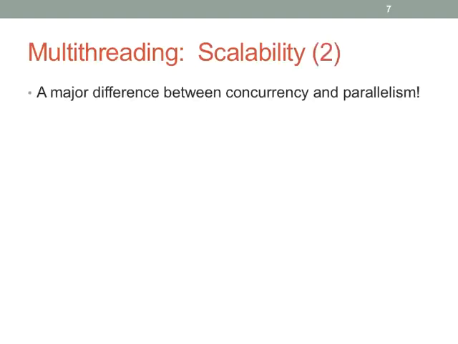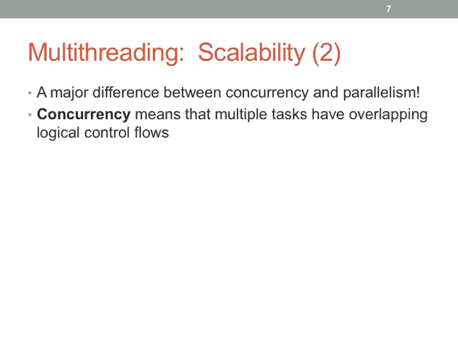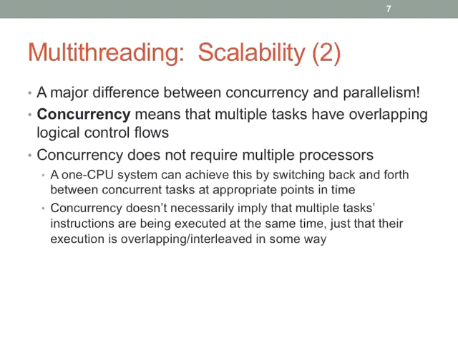Okay, now another thing to keep in mind is that we have concurrency and we have parallelism. When we have an I/O-intensive task that we run in multiple threads on a single processor, we're increasing concurrency, but we still have the same amount of parallelism, which is not much. Concurrency means that you have different tasks that you're performing at the same time, so their logical control flows overlap. That's all that concurrency is. So you can have concurrency on a single processor system. A one-CPU system can achieve this by switching back and forth between tasks at appropriate points, ideally when they block, things like that.